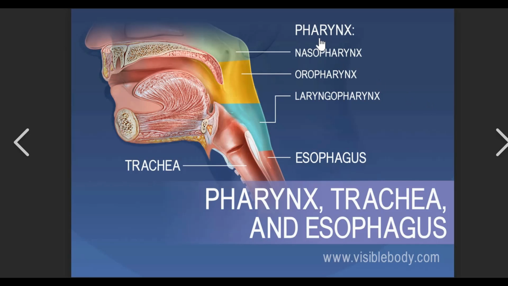Pharynx is also called throat. It is divided into nasopharynx, oropharynx, and laryngopharynx. Pharynx close to the nasal cavity is called nasopharynx. Close to the oral cavity is called oropharynx, and close to the larynx is called laryngopharynx. Pharynx is a common passageway to both food and air. So through the pharynx, air enters into larynx.